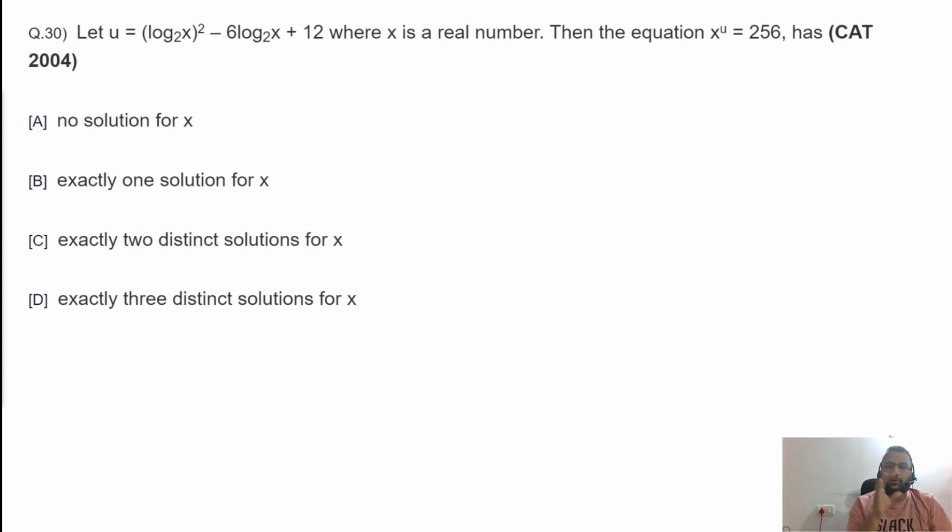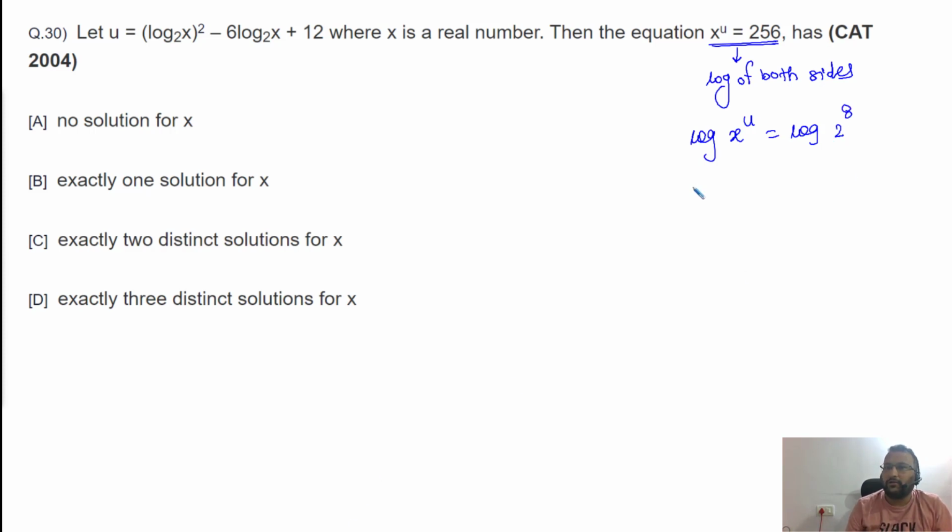So now we know u is equal to, there is one equation given in terms of log of x to the base 2. So let's take the log of both sides over here. If you take log of both sides, so log of x to the power u is equal to log of 256, which is nothing but log of 2 to the power 8.